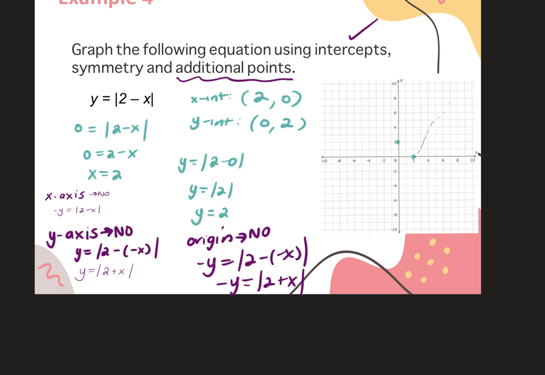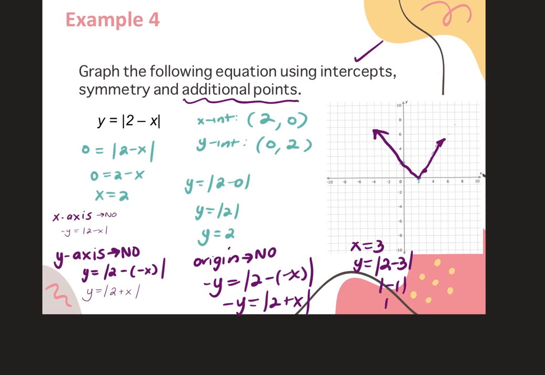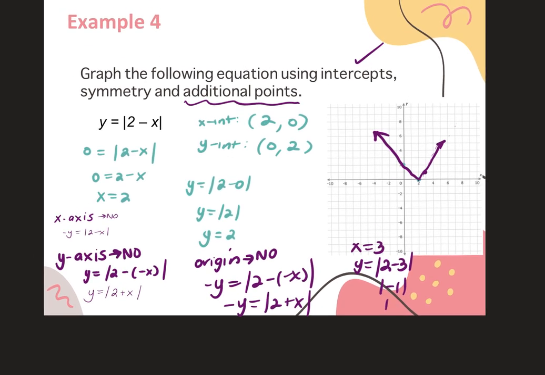So I'm going to make x 3. I'm going to the right of the points I already have. Y equals absolute value of 2 minus 3, absolute value of negative 1, which is 1. And look, it's coming back up again. So I know this graph looks like that. Now let's graph it on your graphing calculator.